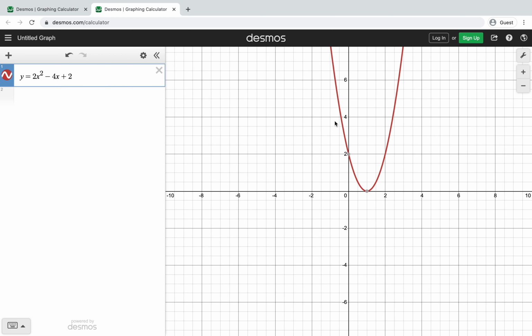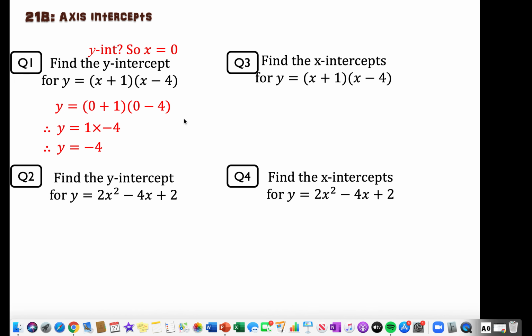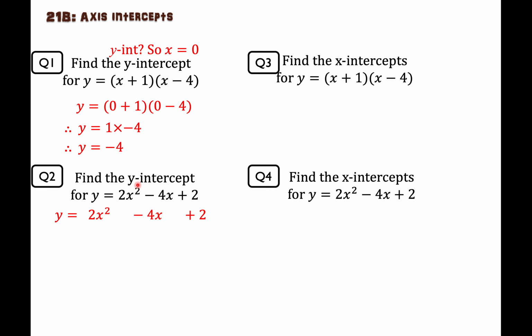So if we want to find the y-intercept, that's where it crosses the y-axis. And for all these points, x is 0. So we're looking for a point where x is 0 and y is on this curve. So for a y-intercept, x is 0. So you should put a little reminder to yourself. Y-intercept, so x equals 0. Helps a lot. Y-intercept means that x is 0.